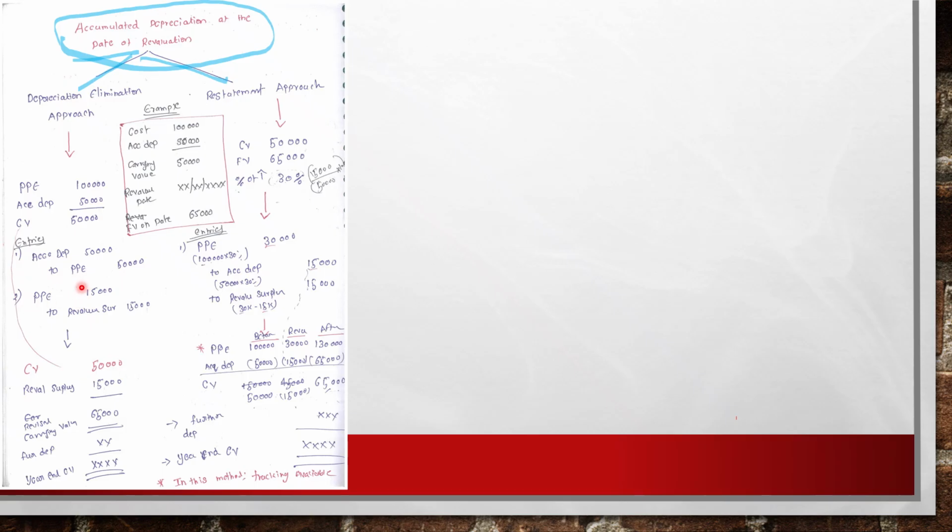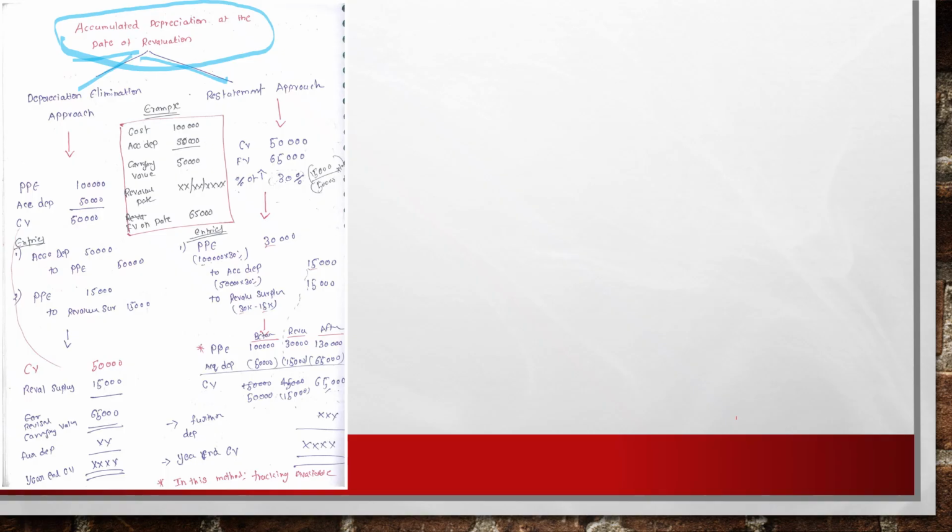So you increase your PPE to the extent of the revaluation. You transfer that reserve to the revaluation surplus if it is on the positive side. If it is on the negative side, that should go to the P&L account. That I will explain in the next classes. And the carrying value should be 50,000 and the revaluation surplus should be added to that. So for any further depreciation you should reduce that, and then that will be the year end carrying value. This is how the depreciation elimination approach works.